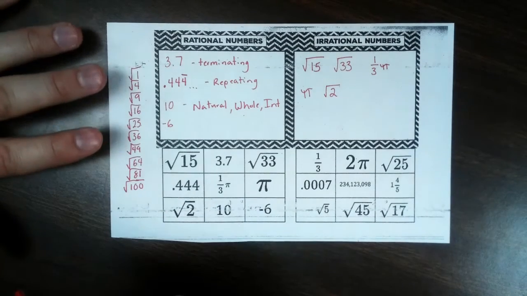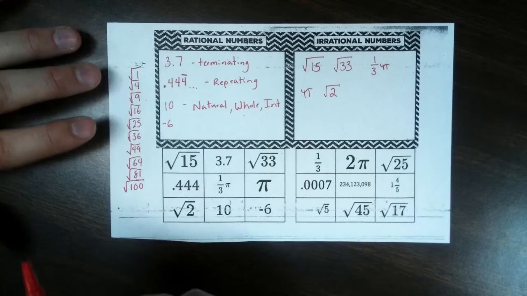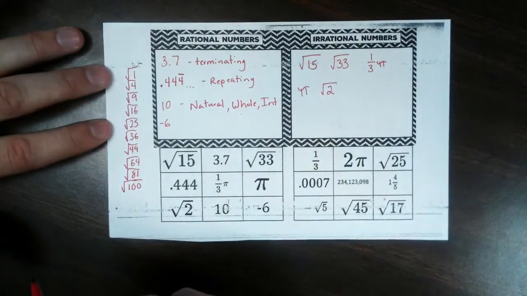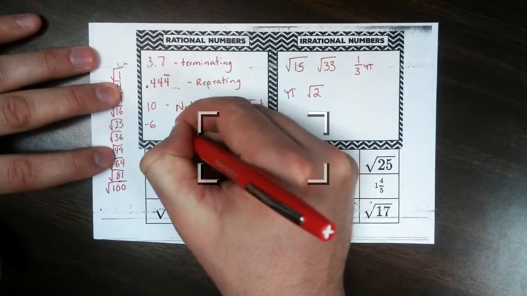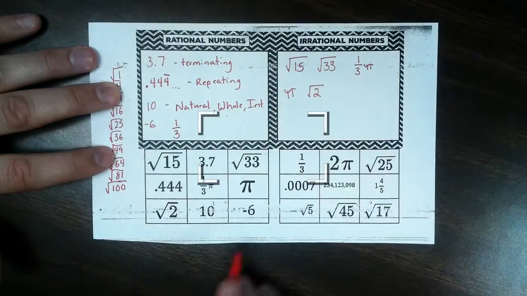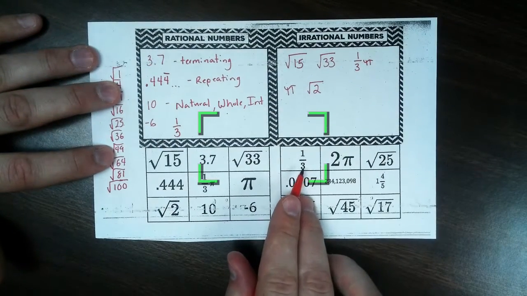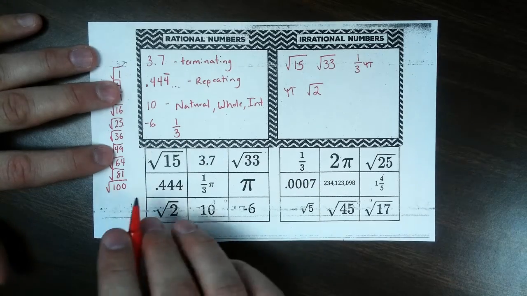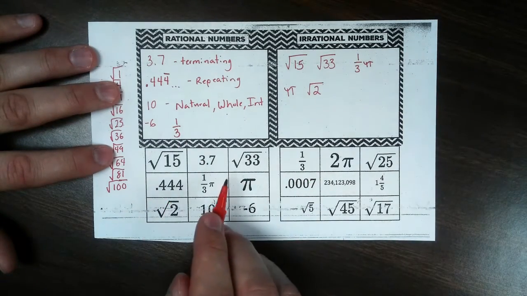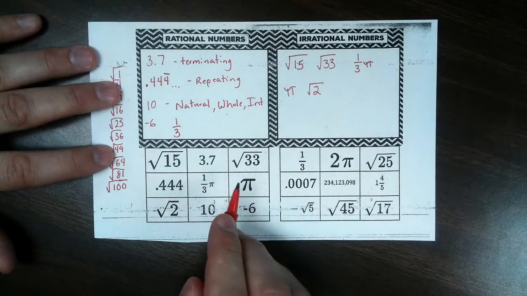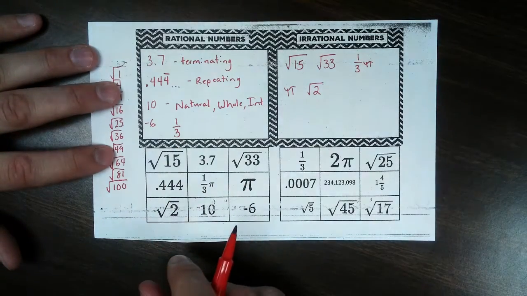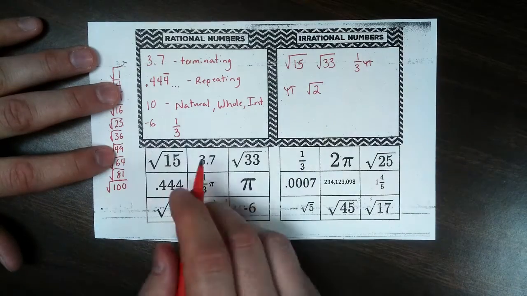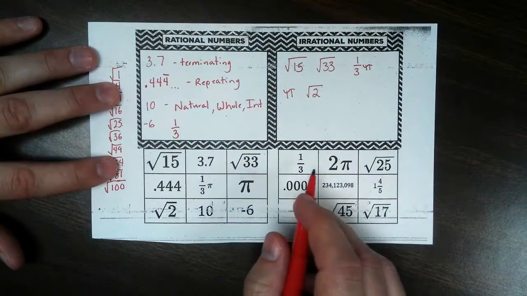And I may have another video later on just on the difference between natural, whole, and integer. So be ready for that one. 1/3. 1/3 is a fraction. Anytime you see a fraction, just know fractions are rational, unless you see something weird in them like pi, or you see radical 33 in there. In that case, it would not be a rational number. But usually all fractions are going to be rational.